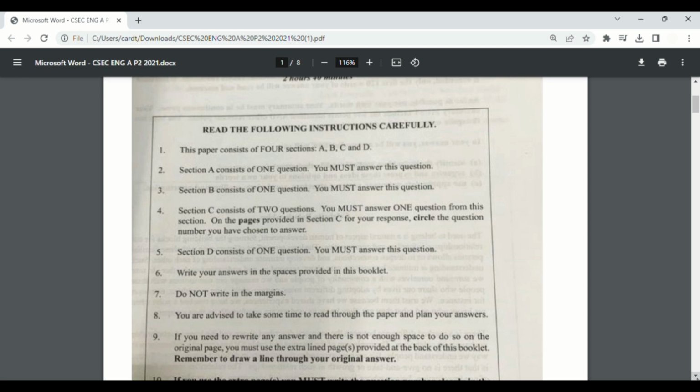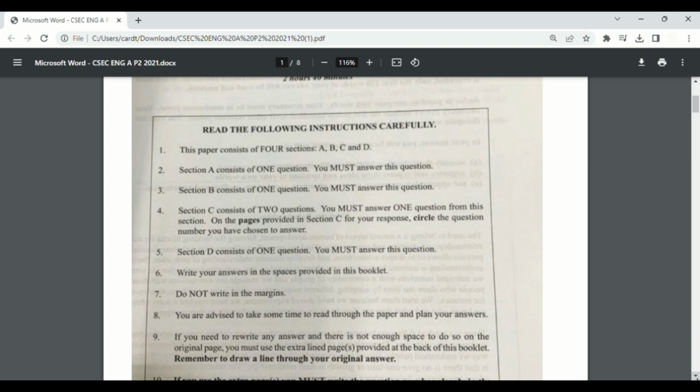So number one says, this paper consists of 4 sections. Section A, Section B, Section C, and Section D. We established that we have 4 sections in this paper. Section A consists of 1 question. You must answer this question. It's compulsory. Section B also consists of 1 question, and you must answer this question as well.